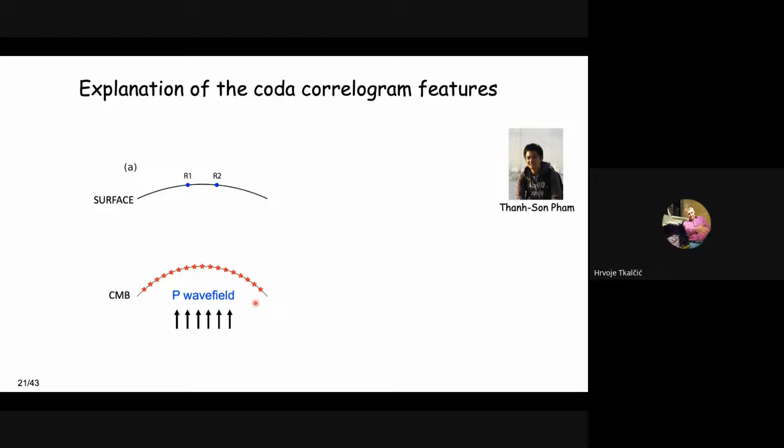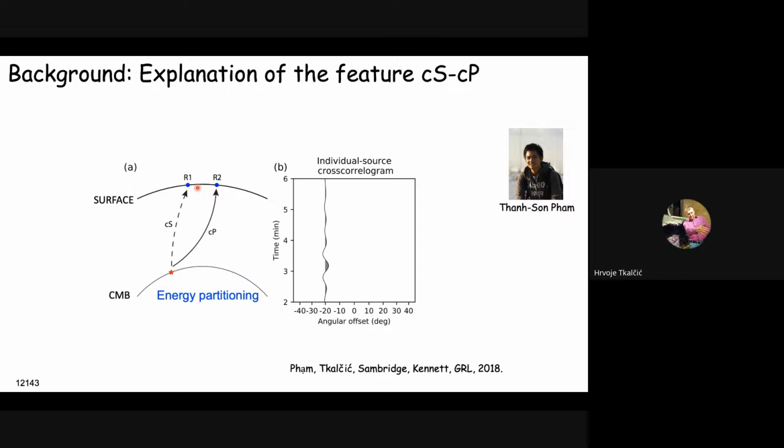So imagine the P wave field deriving from the core and hitting the core-mantle boundary from below, and you have two receivers on the Earth's surface, R1 and R2. We all know that there is energy partitioning from P to S. So part of the energy will continue as P waves, but part of it will continue as S waves. And so the P waves are going to be observed on R2, S waves on R1.